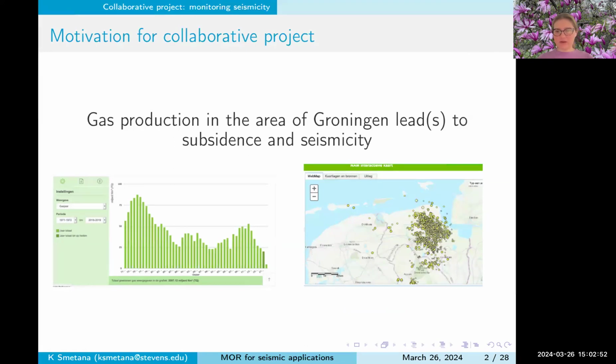So basically, they had this DeepNL program to find new models and also to make, for instance, predictions, depending on the gas production, of how much seismicity we will have. And that's actually one of the goals of this collaborative project.